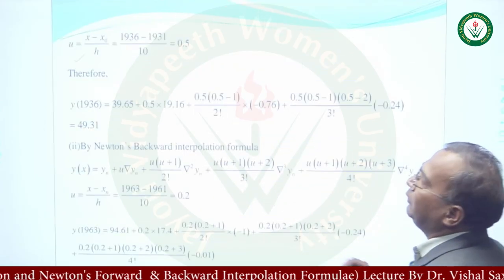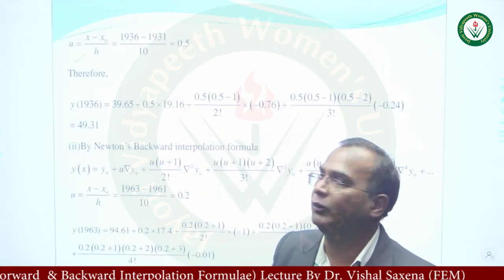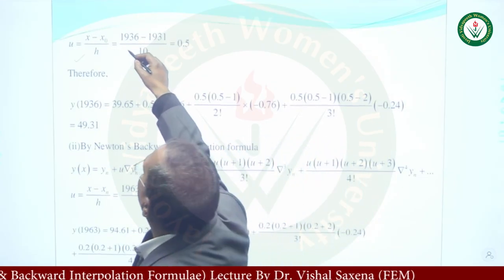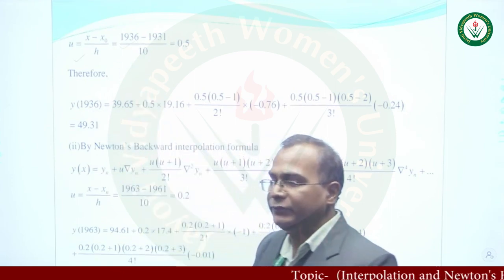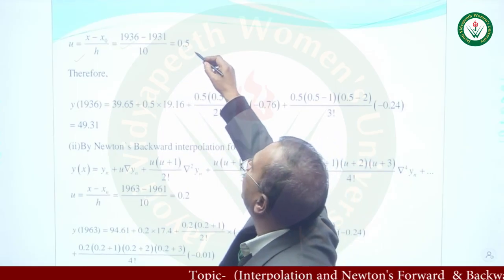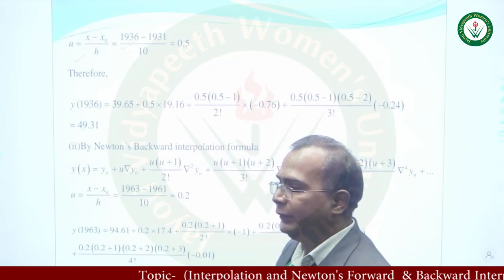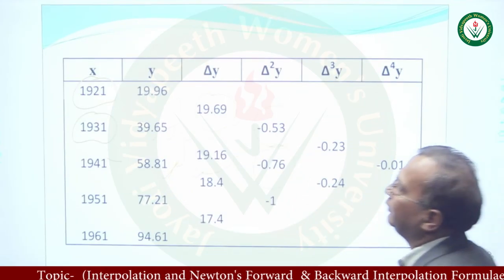So look at there, I have taken 1931 as the first value, that means it is x naught, and x means the variable value at which the function is required. So 1936. h means the width of the class interval, and that is 10. So ultimately u is coming to 0.5.